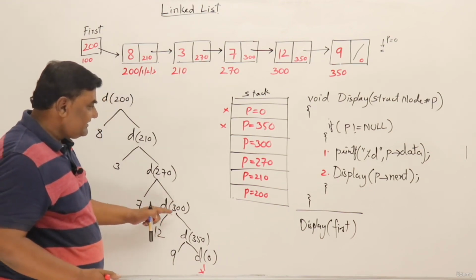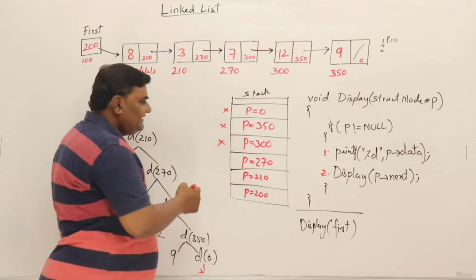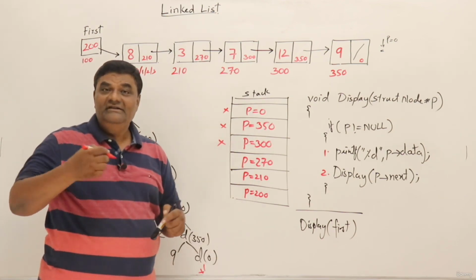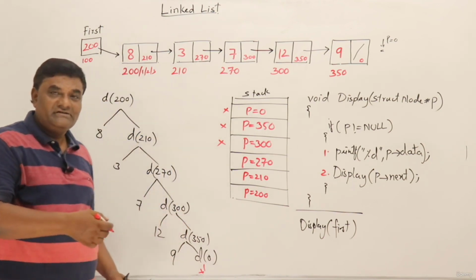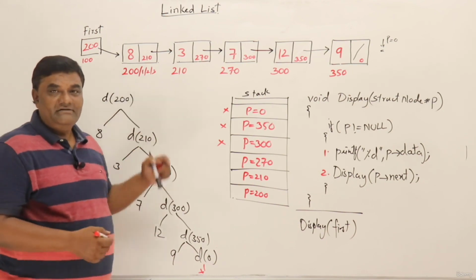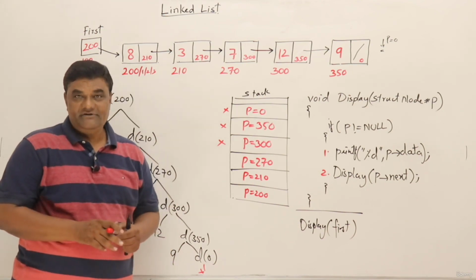It will go back. For this also, both the steps are over. So again, this work is completed, so its activation record is deleted. And likewise, all of them are deleted. So the function is returning back. The recursive calls are made one by one and then it will go on returning back. So that's all about the display function.